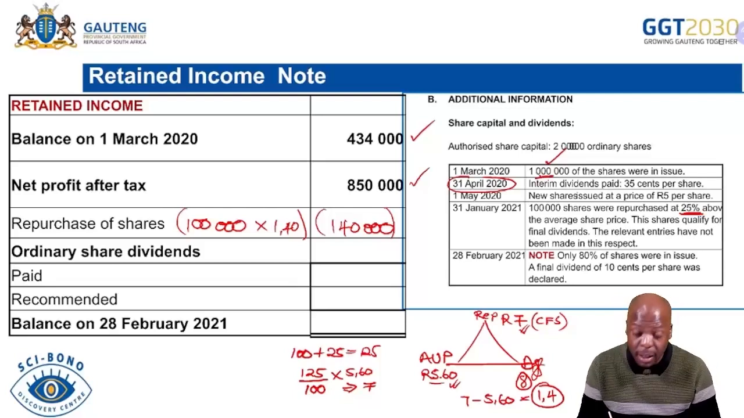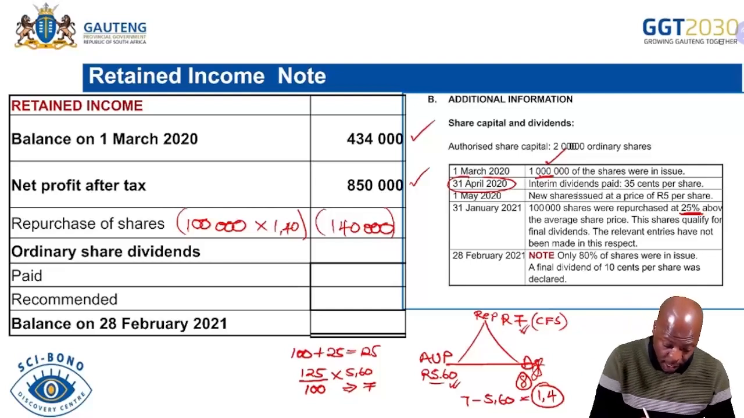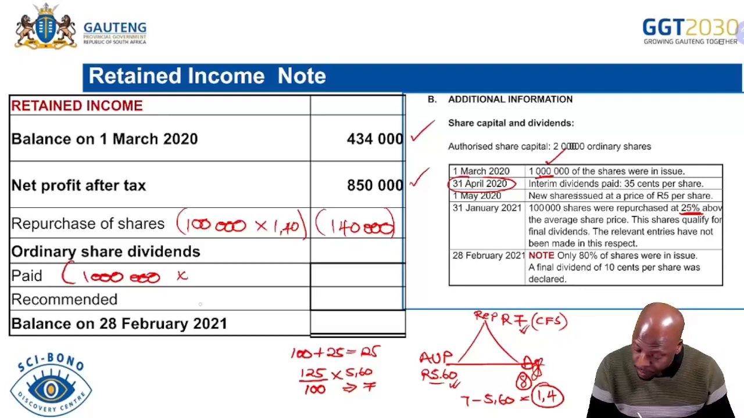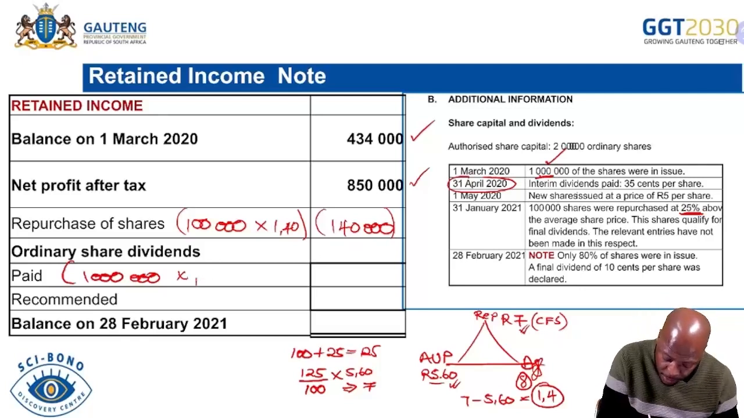Let's see what they said. Interim dividends paid 35 cents per share. Okay, so we come here, we're now going to say, these are my paid. To how many shares were they paid? 1 million. And then how many cents per share did we give? 35 cents. So we gave 35 cents per share.